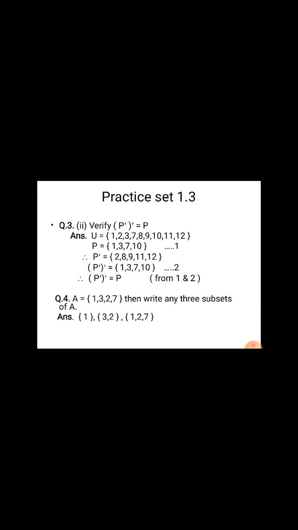Question number 4. A is the set of 1, 3, 2, 7. Then write any 3 subsets of A. We can write many subsets. Okay. You can write any 3.